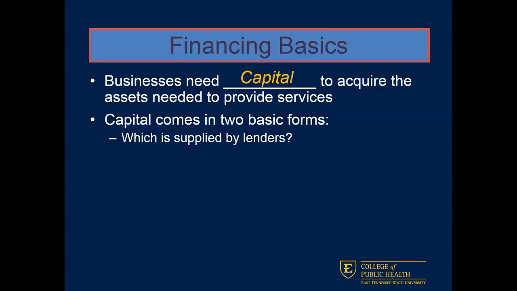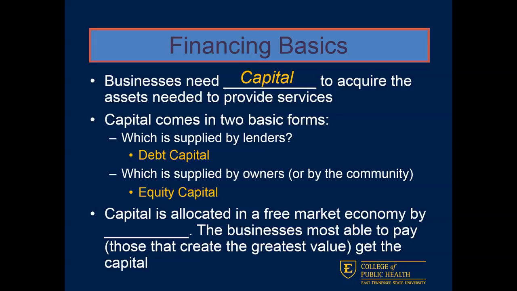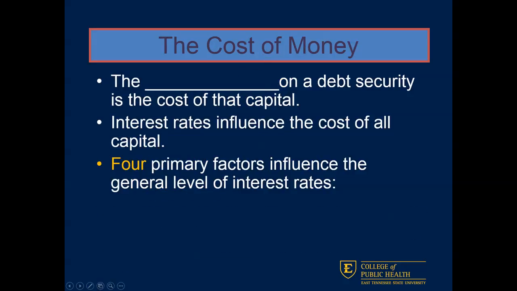So we have two forms of capital. The first, supplied by lenders, is the debt capital, and then that supplied by the owners or the community is the equity capital. Now, how we go about purchasing that capital, or who gets what capital, is really based in the free market on price, and that determines how capital is allocated. So the businesses that are able to pay the most get the most capital, or are able to afford the most capital.